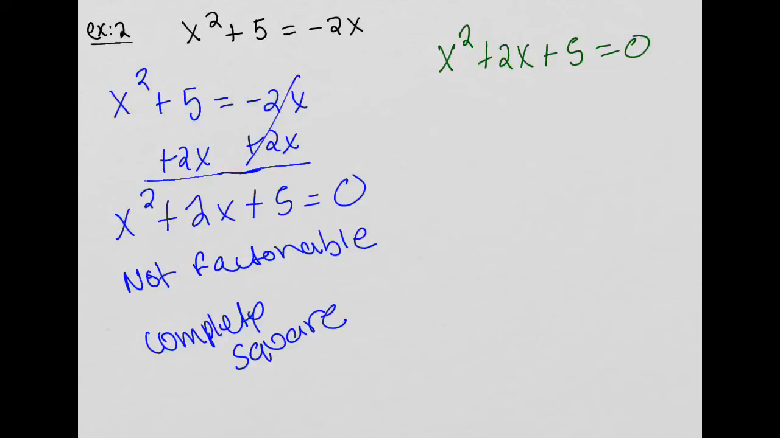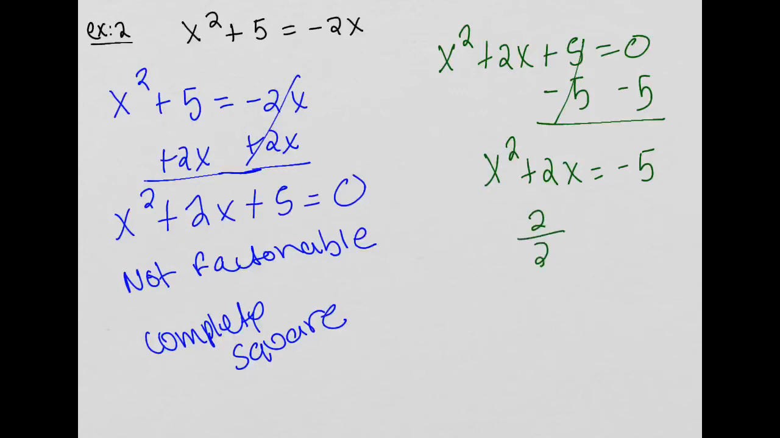So the steps to complete the square: first, subtract the c. Then divide by a, the coefficient of the first term. In this case it is 1, so we don't need to do that. The third step is to take the middle term, divide by 2, and square it. So that gives me 1. Then the fourth step is to take that number and add it to both the left and right side of the equation.